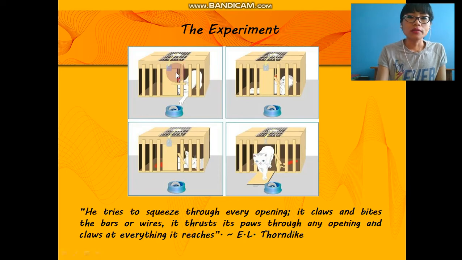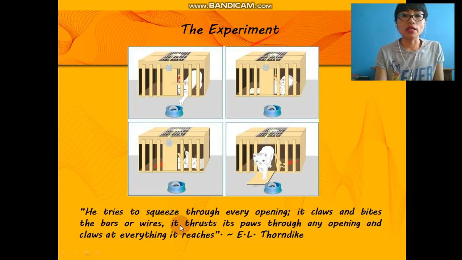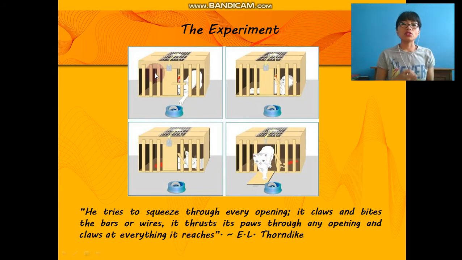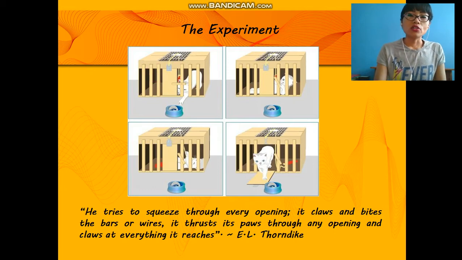Here, in his own words, Thorndike says that the cat tried to squeeze through every opening, it claws and bites the bars or wires. It thrusts its paws through any opening and claws at everything it reaches. So now the cat is randomly trying to come out of the cage to get to the food, but the cat is not being successful in that.